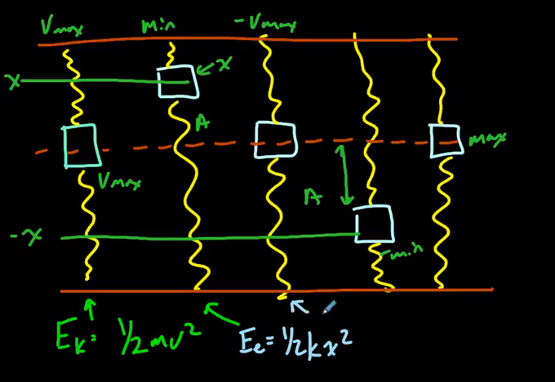Then we're back to EK being maxed here, and then we're back to all of our energy stored in the spring when this has stopped moving. So again, EE equals 1/2 kx squared, and then we're back to maximum EK.